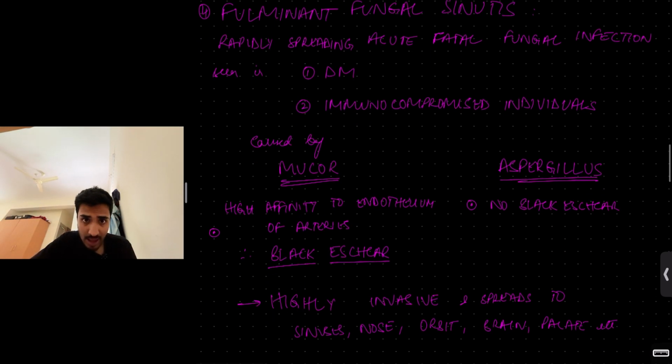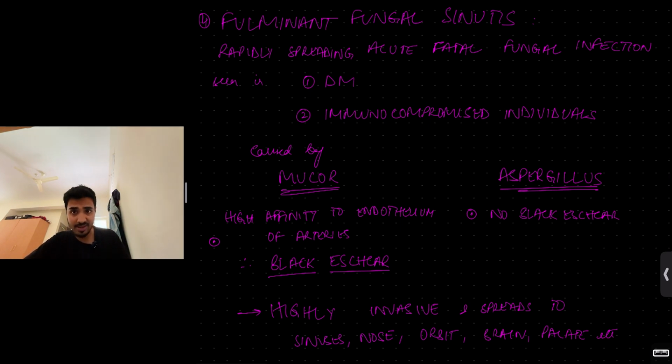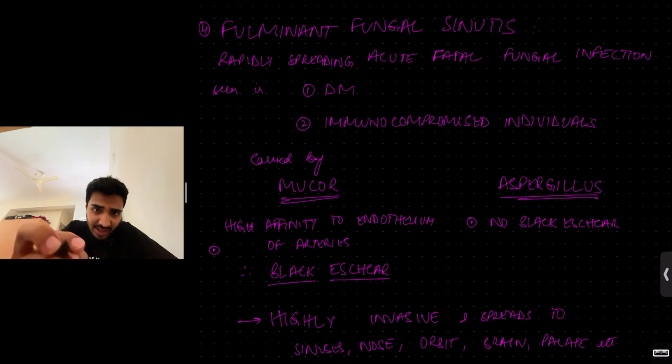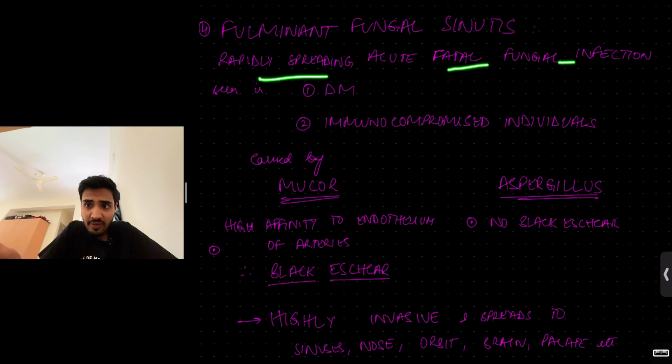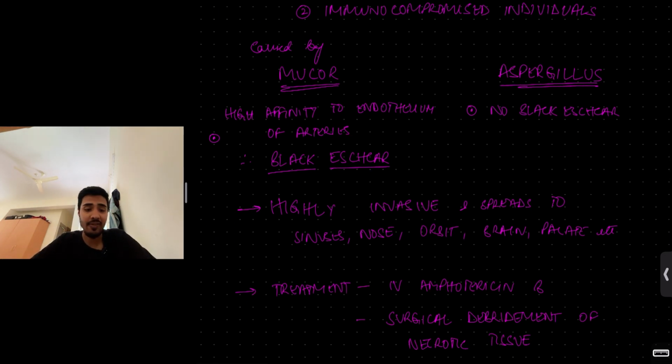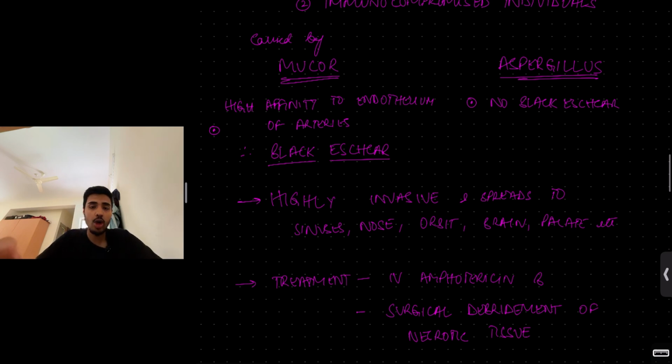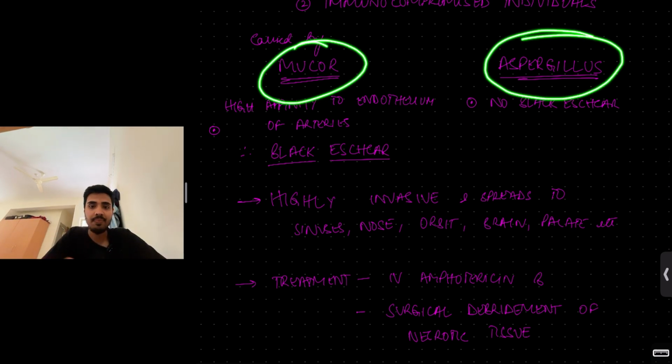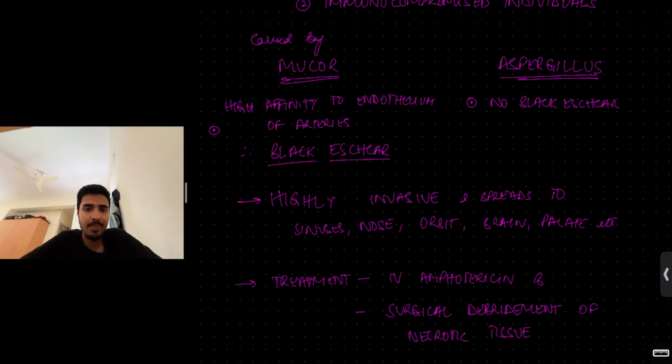Then last, coming to fulminant fungal sinusitis. This is a very fatal infection. It is a rapidly spreading fatal fungal infection. It is seen in diabetics and immunocompromised individuals. Diabetics are also immunocompromised only, but diabetics and immunocompromised individuals. Now there are two species that can cause fulminant fungal sinusitis. You have Mucor and you have Aspergillus. The only difference between the two of them is that with Mucor, there is formation of black eschar.